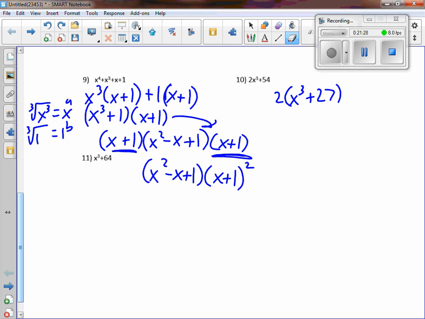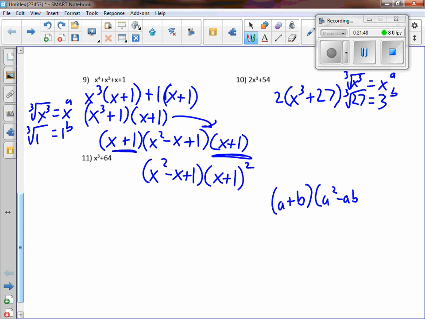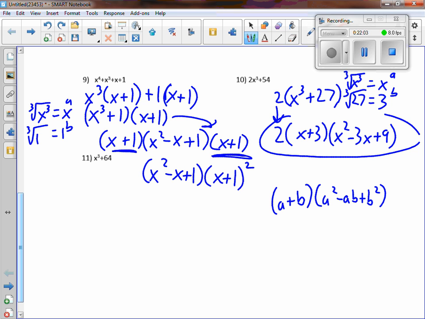How do we know it's perfect cubes? X to the third is a perfect cube. 27 is a perfect cube. It's 3 cubed. So cube root of x to the third is x. That's your A. Cube root of 27 is 3. That's your B. So when we plug it into the formula, we'll get x plus 3, x squared minus 3x plus 9, and then bring down your original GCF. And there is your final answer.